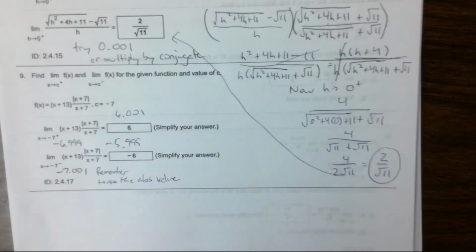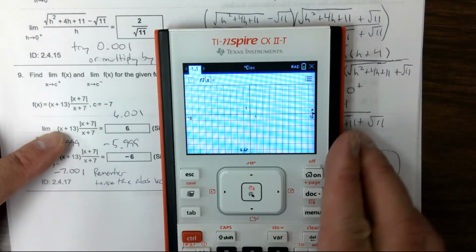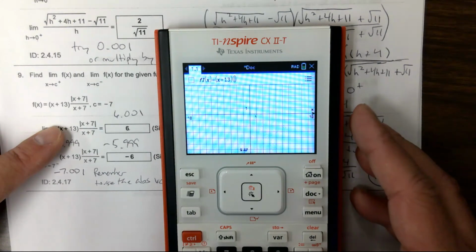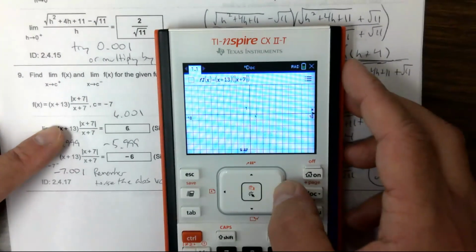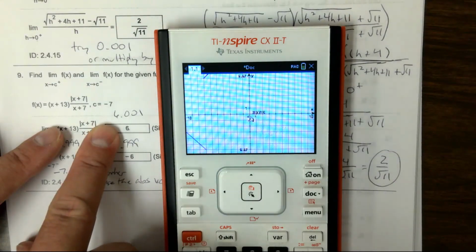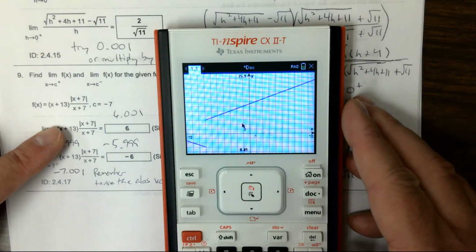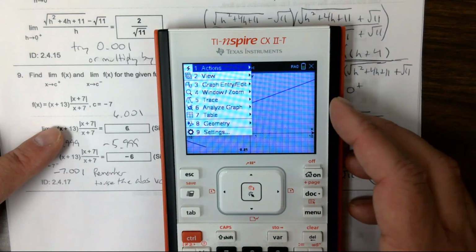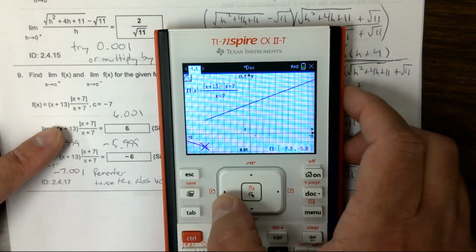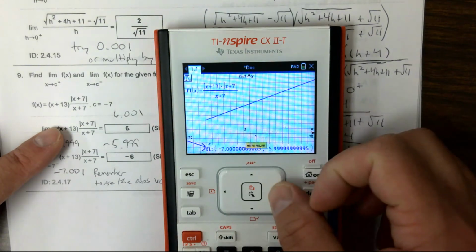Now, one other quick way would be if we did graphing it. X plus 13 times the absolute value of x plus 7 divided by parentheses x plus 7. And we're interested in what's happening at negative 7. So I'm going to do menu 4A. And I guess you can trace, or you could just look in your table. So it has negative 7.001 for this one, and when I go to the right, it's negative 6.9.